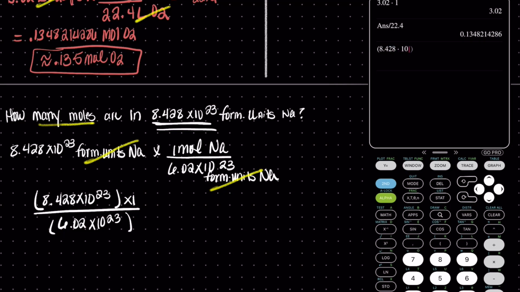428 times 10 to the 23rd divided by 6.02 times 10 to the 23rd. We should get a nice, neat number. There we go. 1.4 what? Formula units of sodium. But Mr. Cole, the sig figs don't match. Okay. Round.